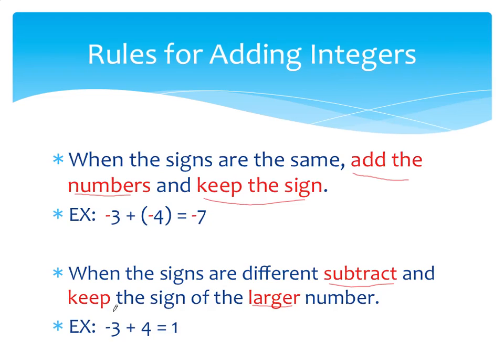All right, and here we have an example. -3 plus +4. The signs are different, so I'm going to subtract the numbers. 4 minus 3 gives me 1. That's how we got this. And I'm going to keep the sign of the larger number. Well, since 4 is larger than 3, I'm going to keep the positive sign, so it's +1.